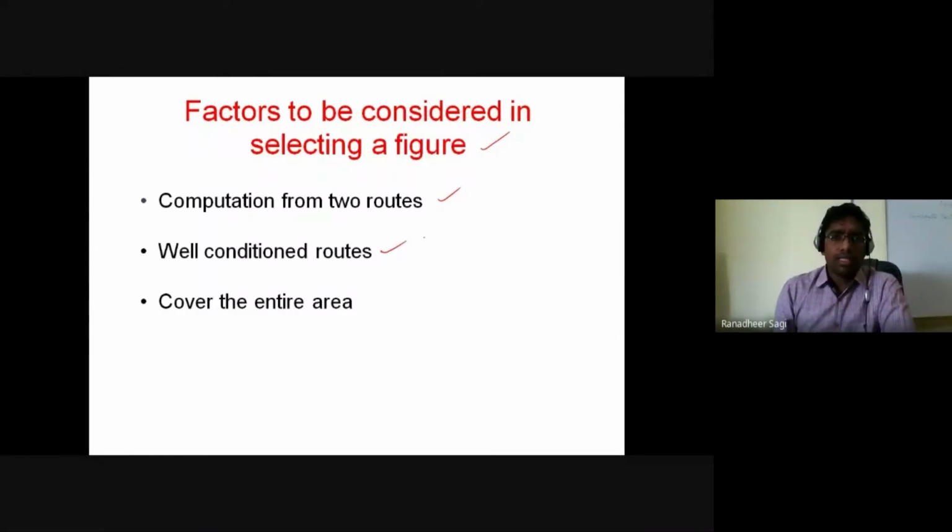And those routes, whether triangles or braced quadrilaterals, should be well-conditioned routes. What are well-conditioned routes? I'll talk about that in detail in the next couple of slides. Next, the type of figure, or the combination of figures, that you choose to represent your complete triangulation network should cover the entire area. That is how you should choose your type of figure.